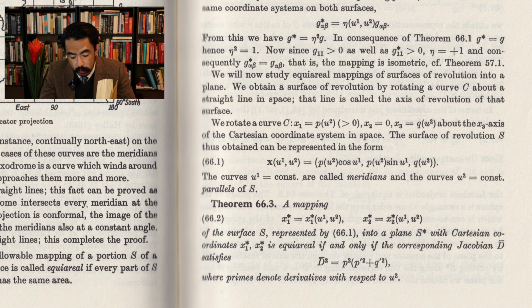The surface of revolution S thus obtained can be represented in the form vector x in terms of coordinates u1 and u2, which is equal to, entry-wise then, p of u2 times cosine of u1, then p of u2 times sine of u1, then q of u2. The curves where u1 is equal to a constant are called meridians, and the curves where u2 is equal to a constant, parallels of S.